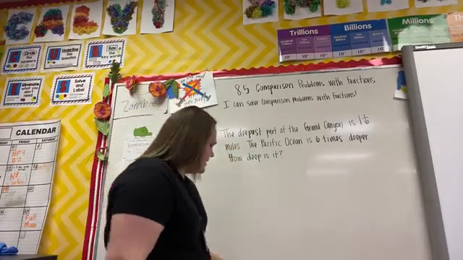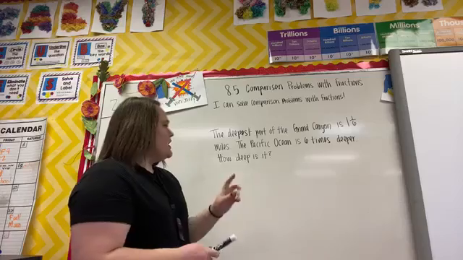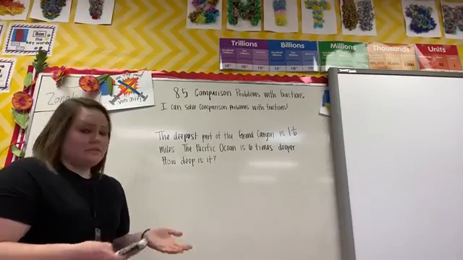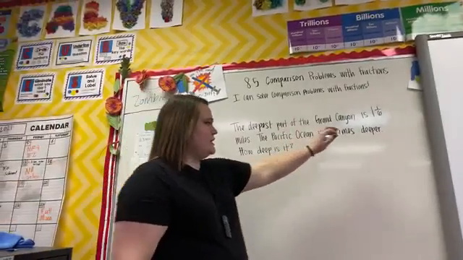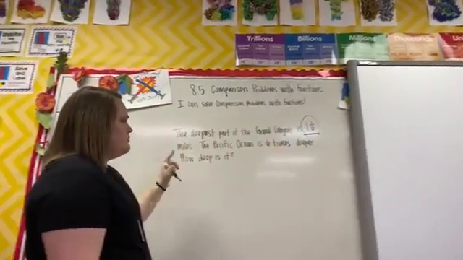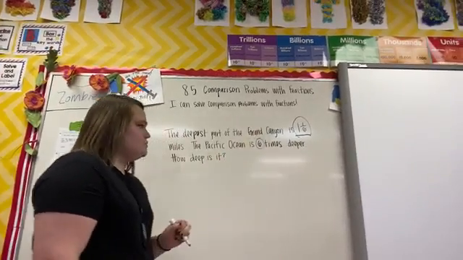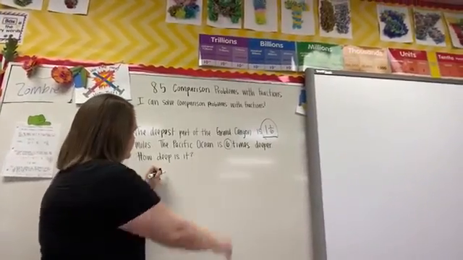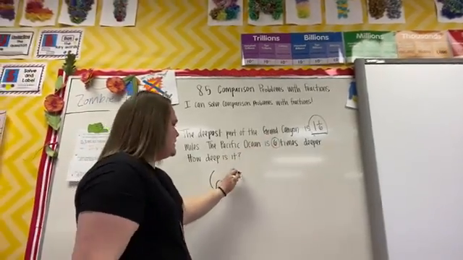And here we go. Our first one is, the deepest part of the Grand Canyon is 1 1/6 miles. The Pacific Ocean is 6 times deeper. How deep is it? Well, first we can see that the Grand Canyon is 1 1/6 miles, okay? But the Pacific Ocean is 6 times deeper, so that 6 is important. We want to know how deep it is, so we're going to take 6 and multiply it by 1 1/6.